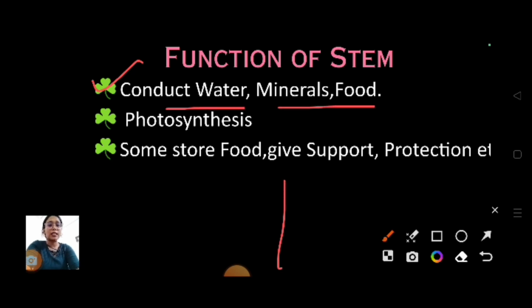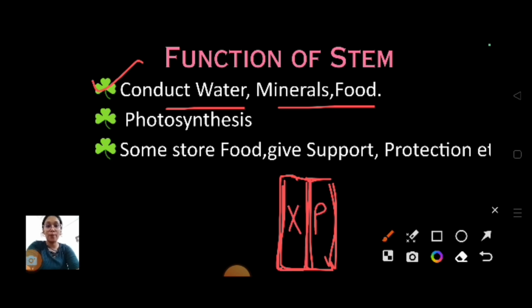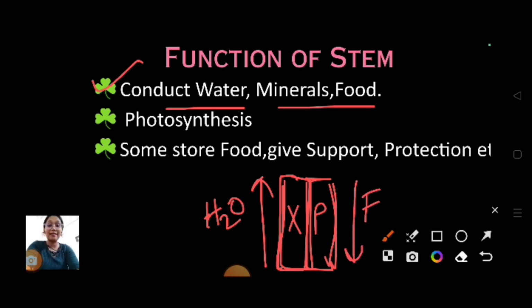We know in a stem there are two conducting tissues, the vascular tissues. Do you know about them? Two different tissues: one is xylem, one is phloem. You know about it, no? Xylem conducts water and minerals from down to up, and phloem conducts food. Food from where is it coming? It is coming from photosynthesis. So the stem conducts water, minerals and food through the xylem and phloem respectively.